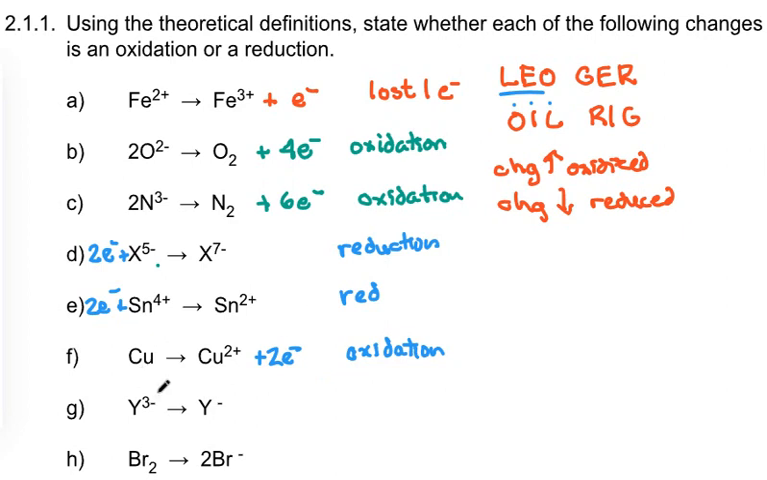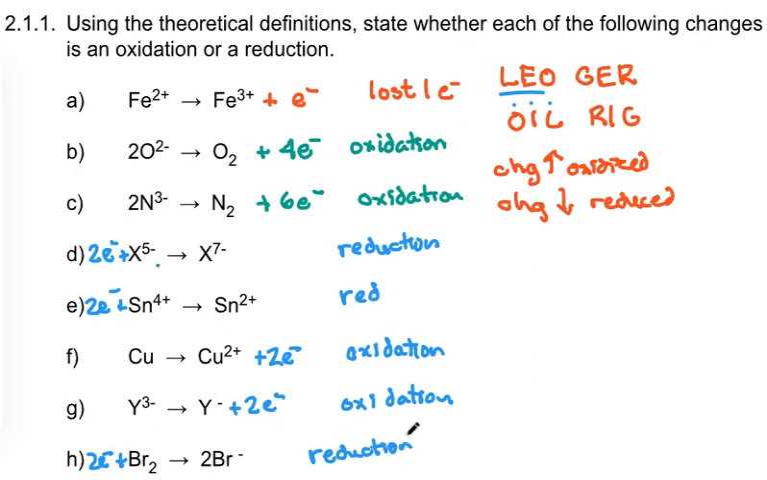Yttrium 3- to yttrium 1-, the minus 1 is the higher one here, so to balance this, we'd need 2 electrons on the left. The charge went up from -3 to -1, so this is an oxidation. And last one, bromine starts out with 0 charge, goes to total of -2 charge. So for that to happen, we'd need 2 electrons on the left. If you gain electrons like this, according to Ger, that is a reduction.